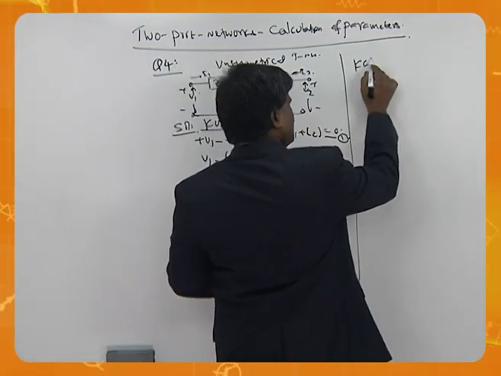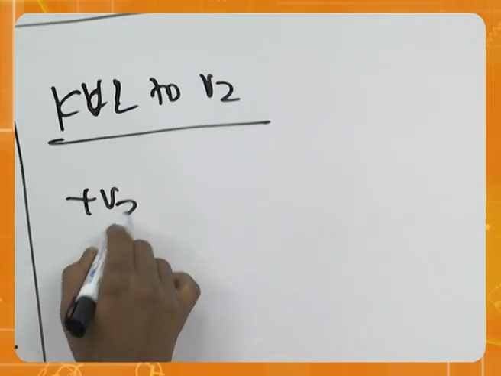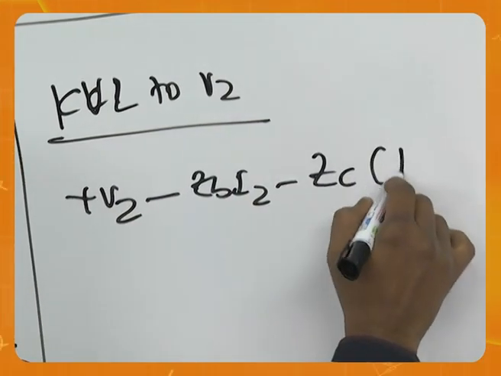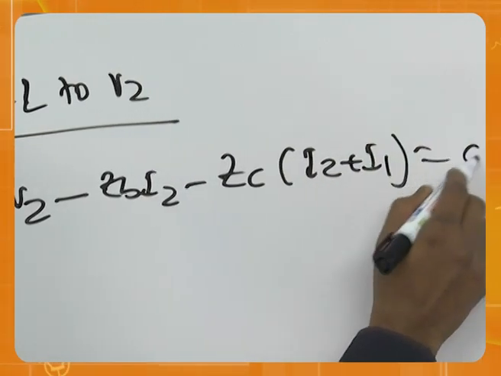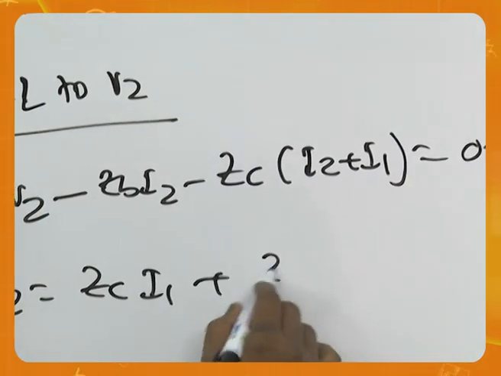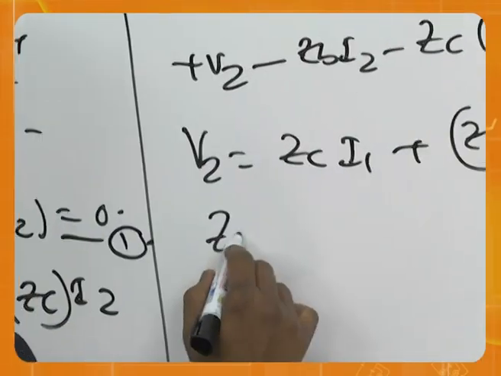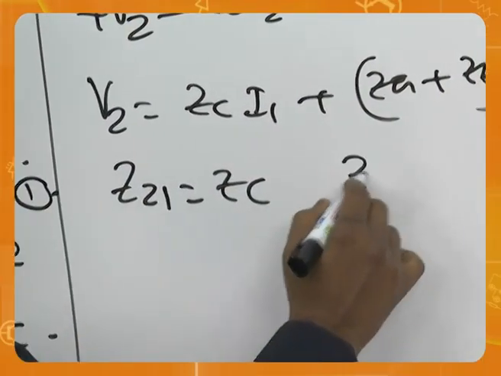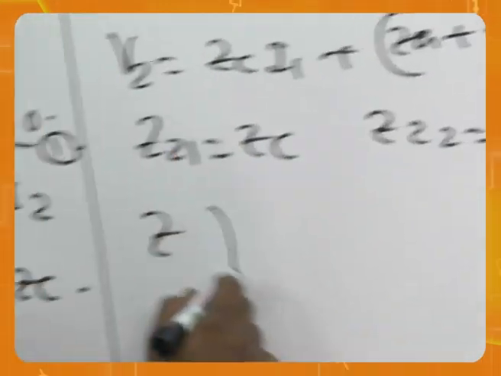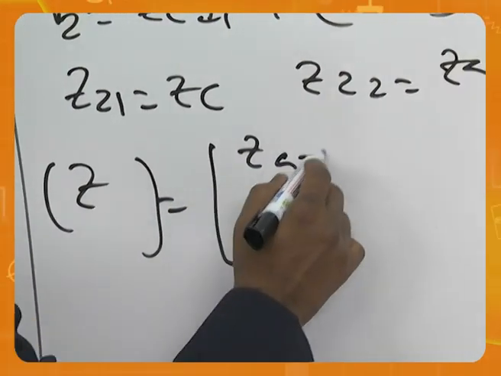Then I am taking you to KVL. V2 minus ZB I2, I2 plus I1 is equal to 0. ZC I1, ZA ZB I2. Therefore, Z21 is ZC, Z22 is ZA plus ZB.